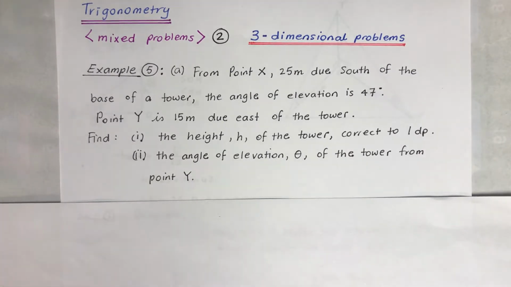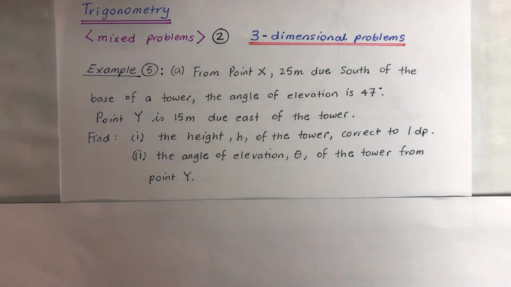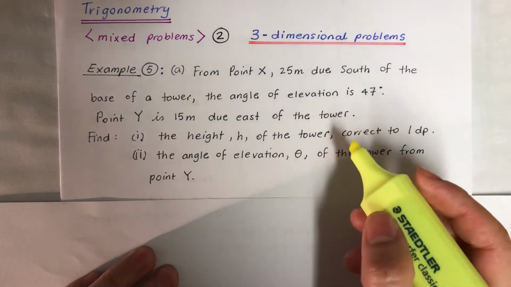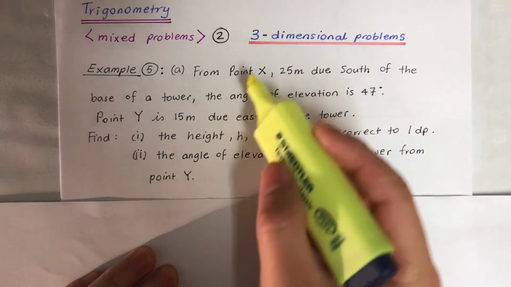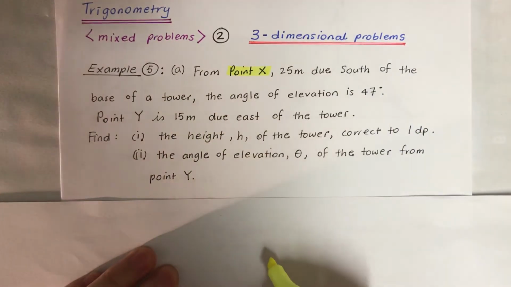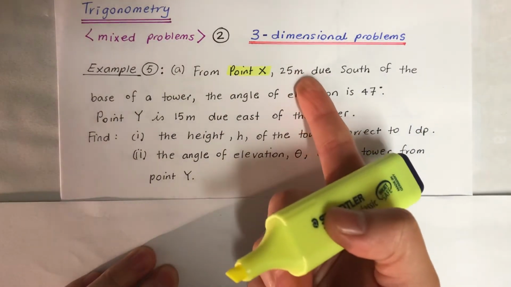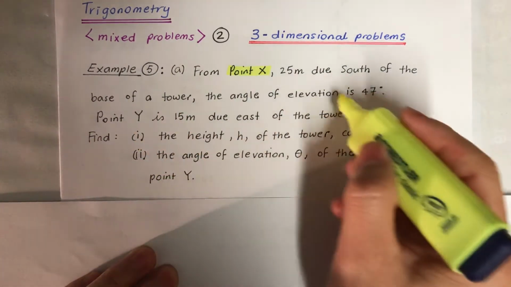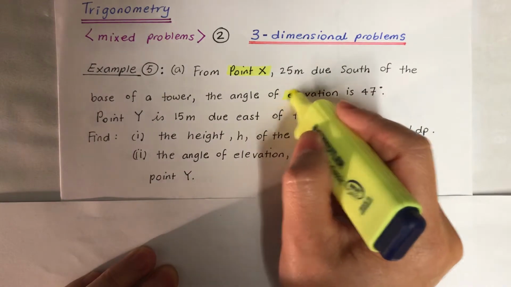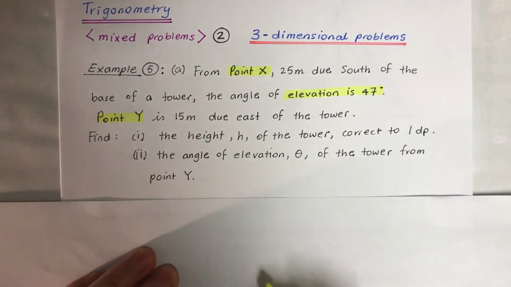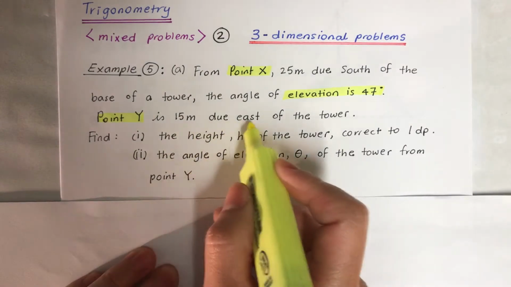You probably think, what does that mean? These are not quite familiar terms, isn't it? So let's do that. From point X, which is 25 meters due south of the base of a tower, and it has the elevation of 47, and point Y is 15 meters due east of the tower.